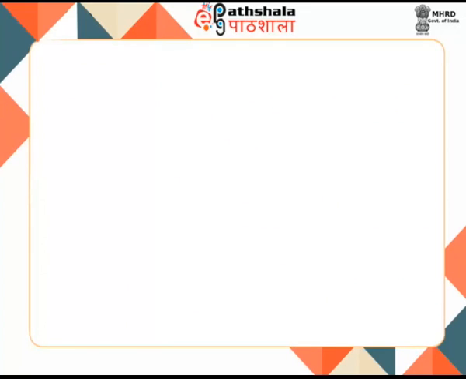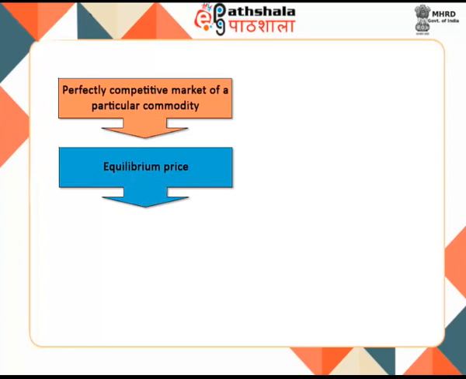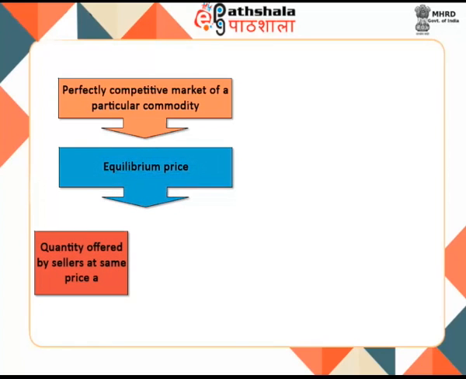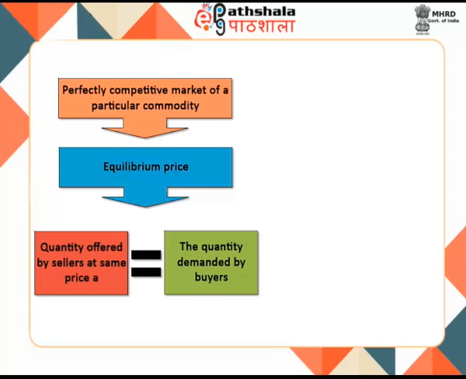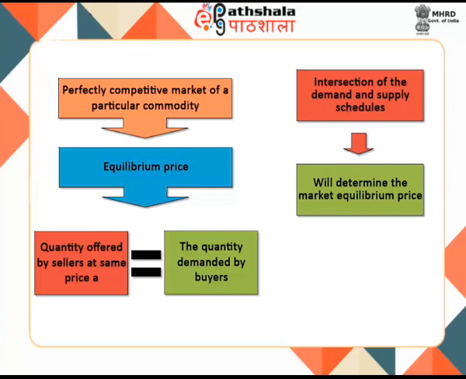It is clear that in a perfectly competitive market of a particular commodity, an equilibrium price is obtained when the quantity offered by sellers at that price equals the quantity demanded by buyers. It implies that the forces of demand and supply operating in such a market are in balance. That is, the intersection of the demand and supply schedules will determine the market equilibrium price.